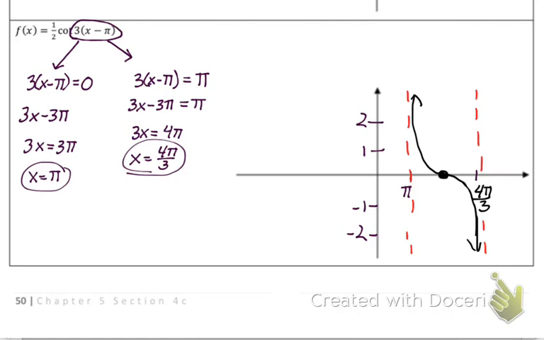So with tangent and cotangent, just set them equal to these, get your two vertical asymptotes, and then just worry about shifting up or down.